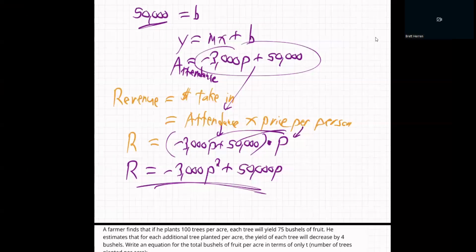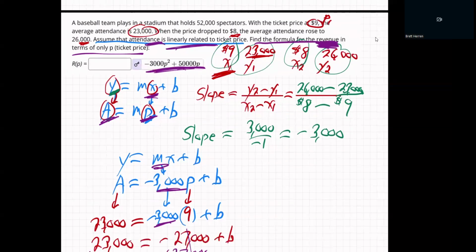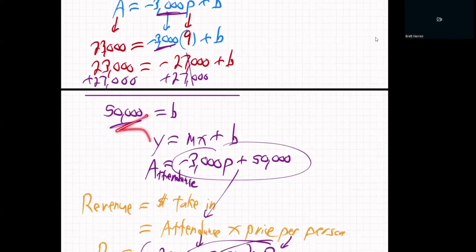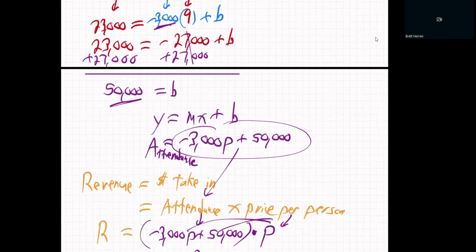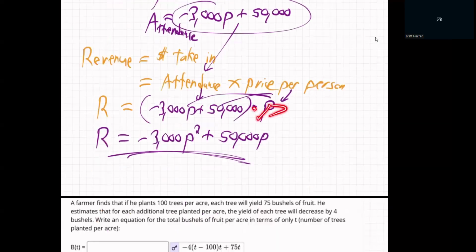So, recapping real quick what we did: they told us there was a linear relationship between attendance and ticket price. So we right away said, okay, that means y equals mx plus b, or attendance equals m times price plus b. We found x1, y1 and x2, y2 based on what they said, calculated the slope, minus 3,000, wrote mx plus b again, put in the slope, put in our point, $9, 23,000 people came, solved for b. 50,000. So there's the attendance formula in terms of P. But then revenue, the money you take in, is the attendance times the price per person. How many people come times how much each of them pays. We multiply that by P, distribute, and there we go.